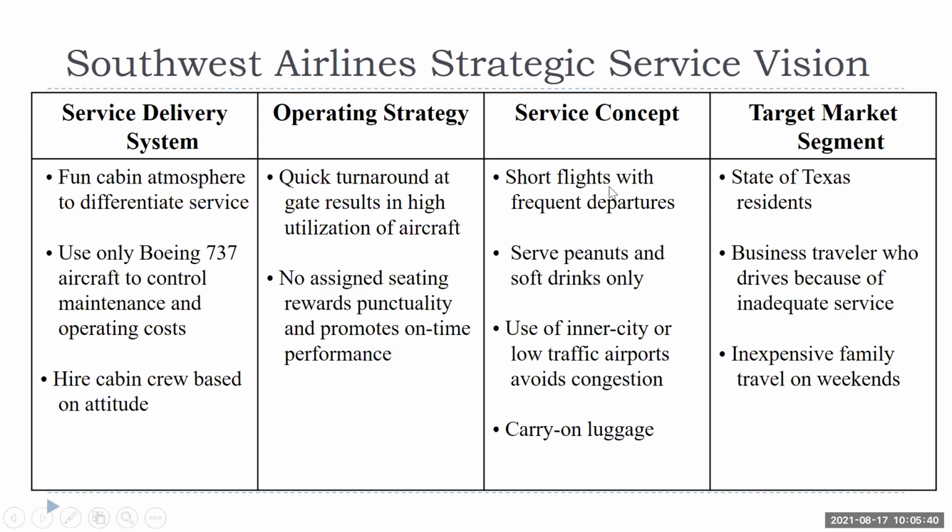So now what was it to build this service concept to promise? This is the promise, what they are going to provide to the customer. On that, what was their operating strategy? Quick turnaround at the gate results in high utilization of aircraft. American Airlines maybe does 1 or 2 flights in a day, whereas here you travel 1 hour from one city to another, again 1 hour back. So in a day you might get 4 or 5 trips going and back, right? So your aircraft utilization, pilot utilization, hostess utilization also increases.